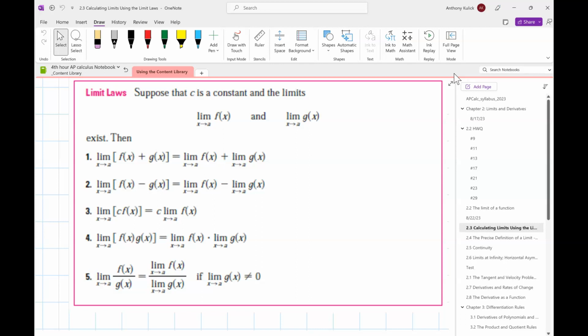If you have the difference of two functions, you can break them up. If you want the limit of a difference, you can just look at the limit of the first thing minus the limit of the second thing.